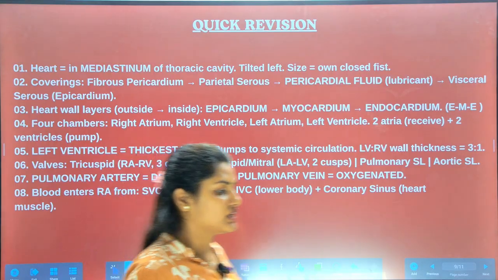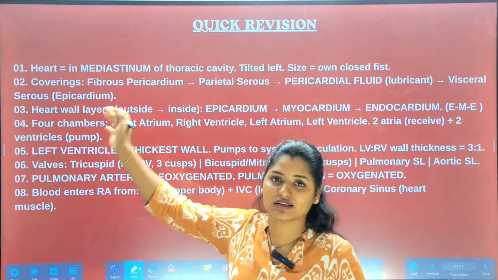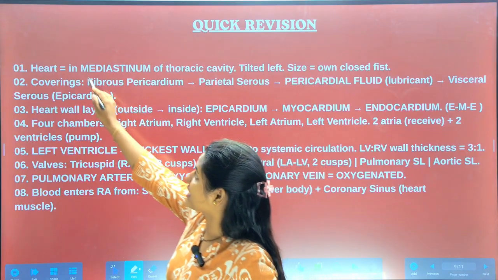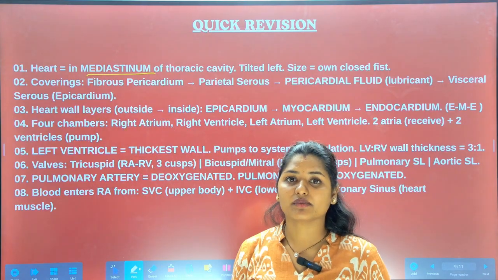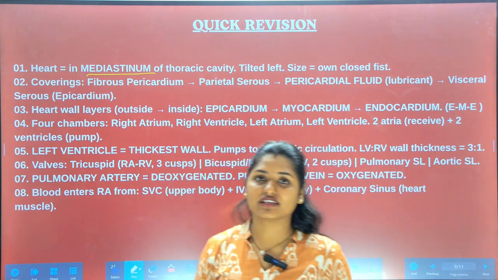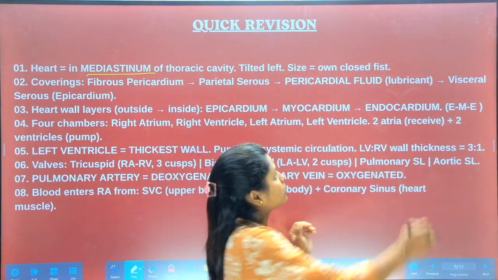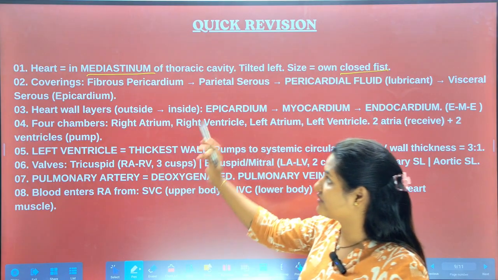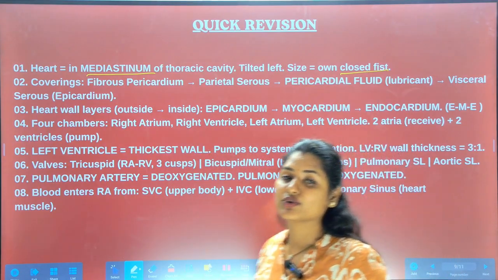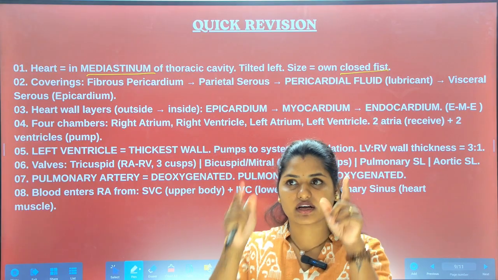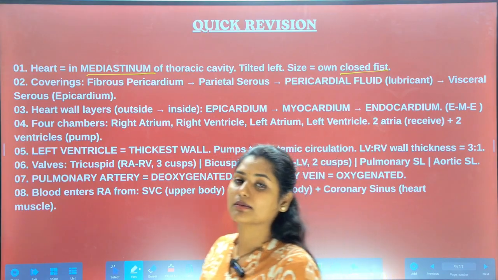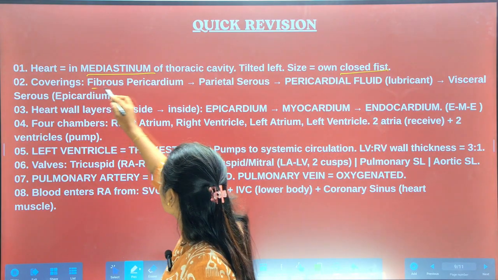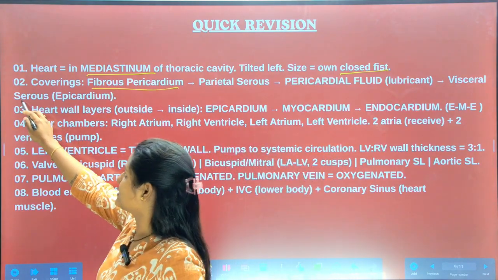Okay, so here I have explained the location of the heart. It is located in the mediastinum. Here you can see that it is located in the mediastinum. Coming to the size of the heart, it is a closed fist, like this. And now coverings of the heart: I have told you that the heart is covered by the pericardium. That membrane is called the pericardium, and it is of two types. One is the fibrous pericardium and the next is the serous pericardium.